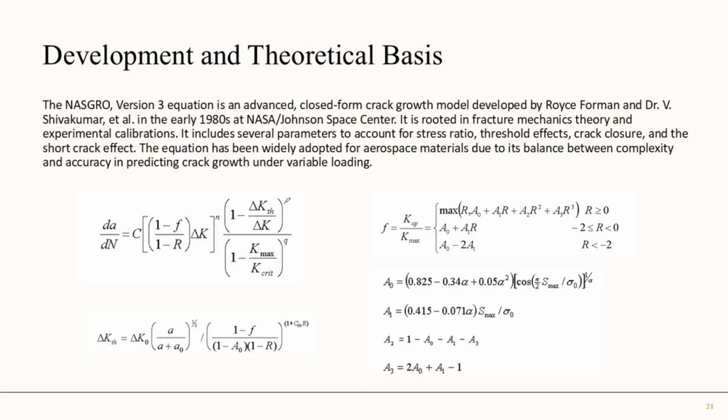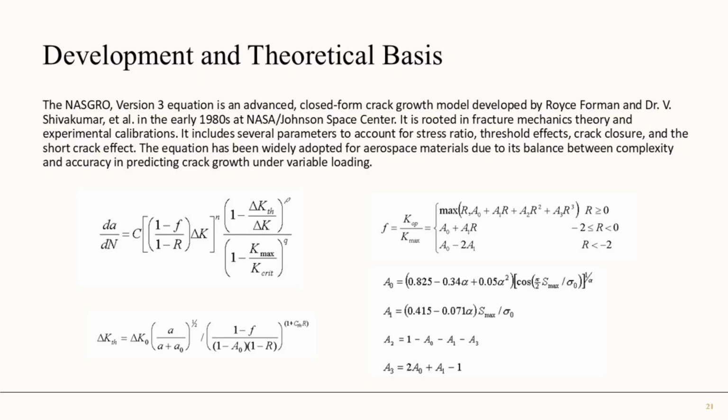You can also still see we have Paris law, C, delta K to the M, but we have additional parameters: 1 minus the function f, and then 1 minus r, of course. And then we have some additional parameters and exponents that were put in to try to fit curve shapes. It's kind of a difficult issue because we have a sigmoidal curve shape, and we also have the shifting that seems to be different at different rates. So this was an attempt to have a closed form equation to try to capture that.